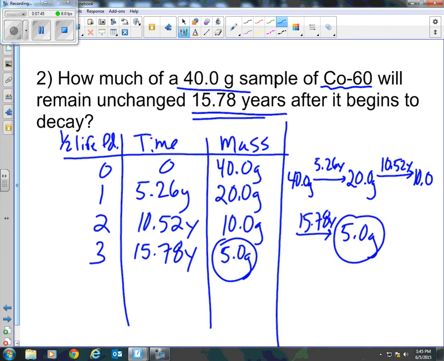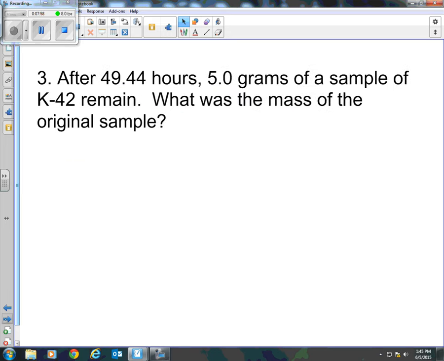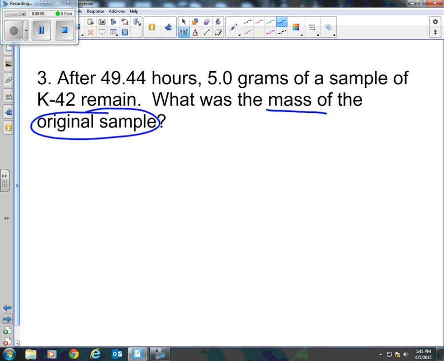So either way, whether you like the chart system or the arrow system, either one works effectively to figure out how much of a sample you would have left after a certain amount of time. Okay, let's do one more. Next one in the note packet. Now this one's different too because this time it's going to ask me for the mass of the original sample. It says after 49.44 hours, 5 grams of a sample of potassium-42 remain. What was the mass of the original sample?